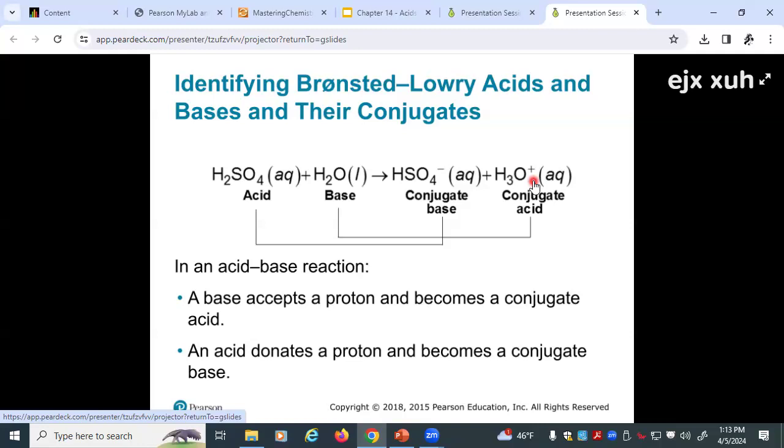So in any acid-base reaction, we are going to see the formation of these conjugates. And the conjugate's behavior is always going to be the opposite of the original substance's behavior. So an acid is going to form a conjugate base. A base is going to form a conjugate acid. And I can always tell which two are which because I can look at the chemical formulas and see that they are only separated by a hydrogen.